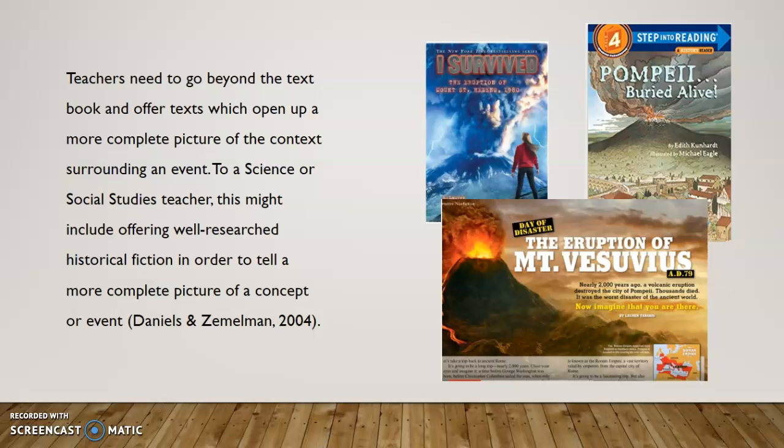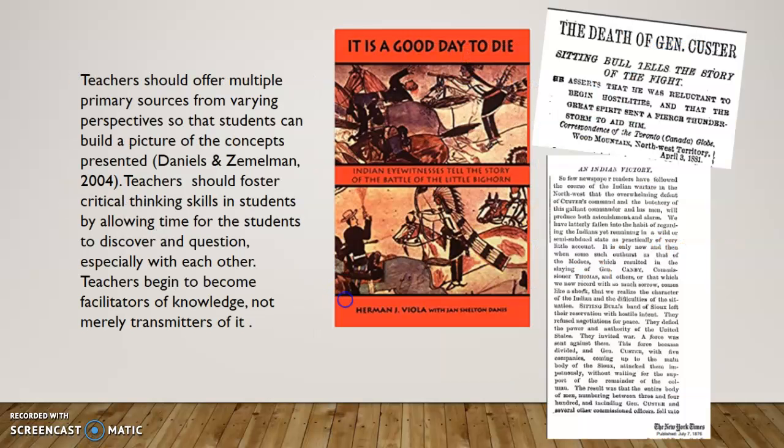Go beyond the textbook. This is where the text set we talked about in disciplinary literacy comes in: well-researched historical fiction, not just one or two things, but a wide variety of texts that support a certain topic and help with that inquiry process. Multiple primary sources also matter. Social studies lends itself very easily to this, and it fosters critical thinking. If you give students time to think, discover and question, teachers will begin to be facilitators of knowledge, not just transmitters of it.